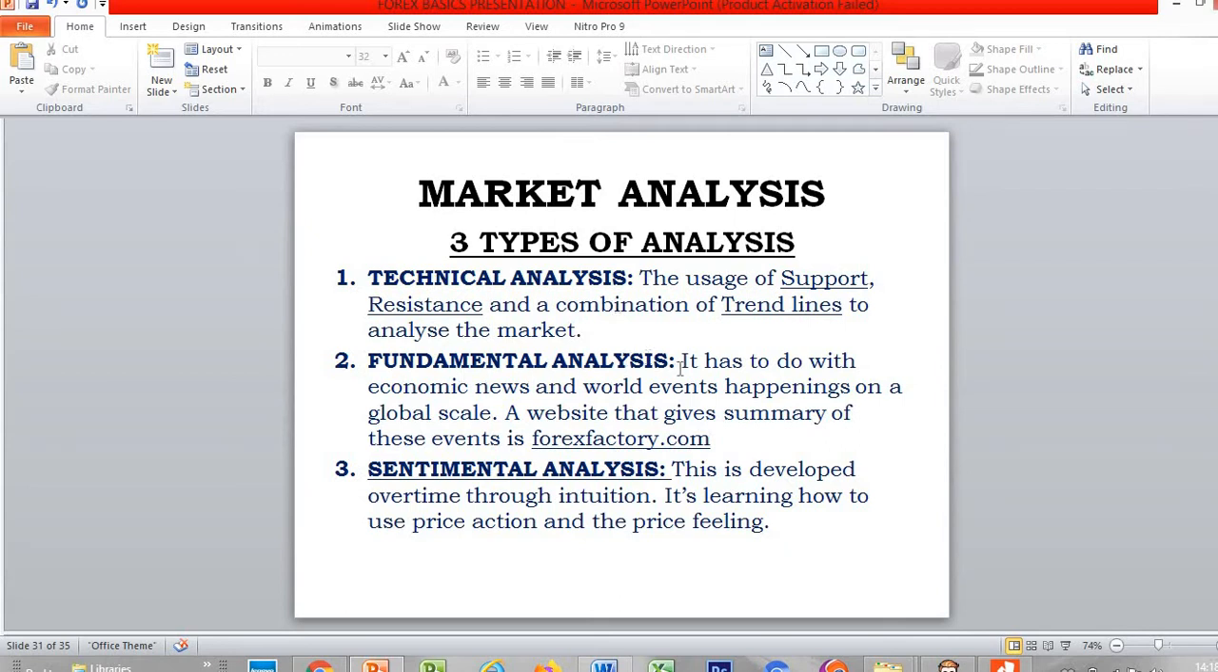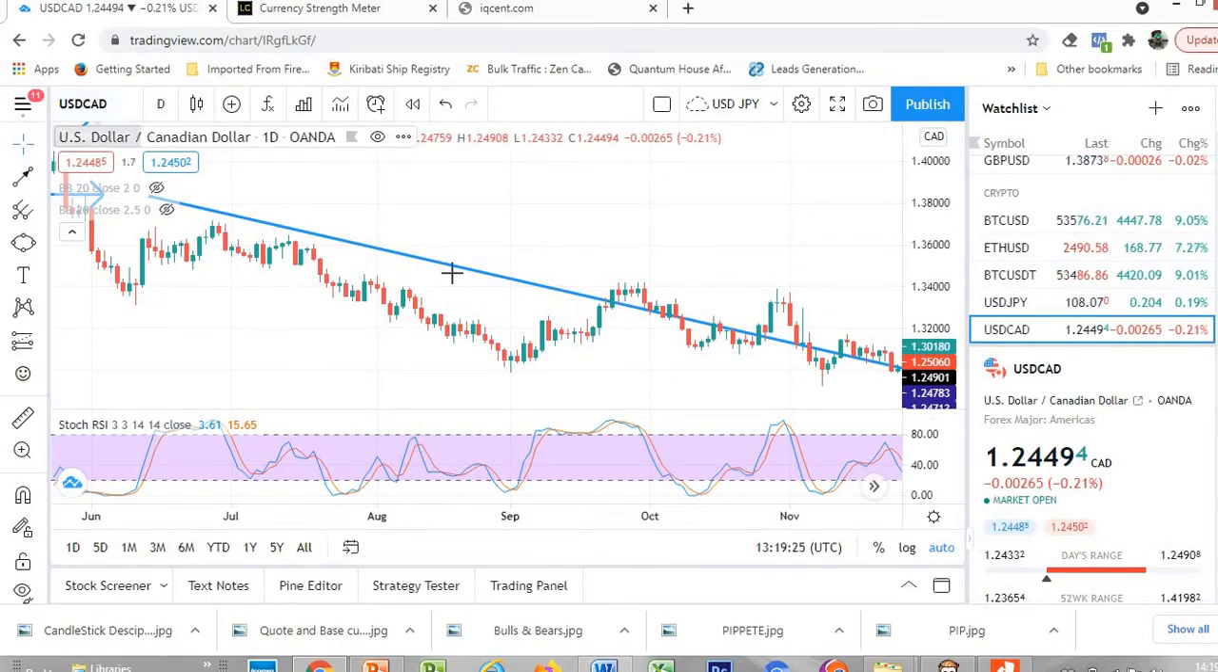Then the second one is the fundamental analysis, and this has to do with economic news and world events happening on a global scale. Since we are dealing with currencies of countries, whatever is happening in each of those countries has a way of affecting the economy, and how well or badly the currency will be doing at that moment. For example, if you are looking at trading the USD against the Canadian dollar, and on that day there is news that is not favorable in the United States of America, it will affect the performance of the United States dollar, and that will affect what is going to happen in the market as well. Also, if it's the Canadian dollar, vice versa.